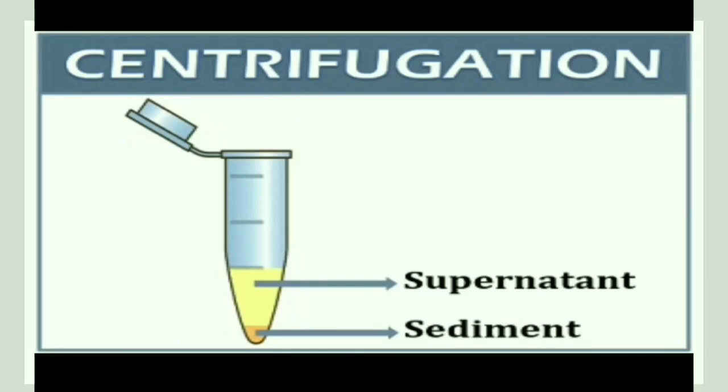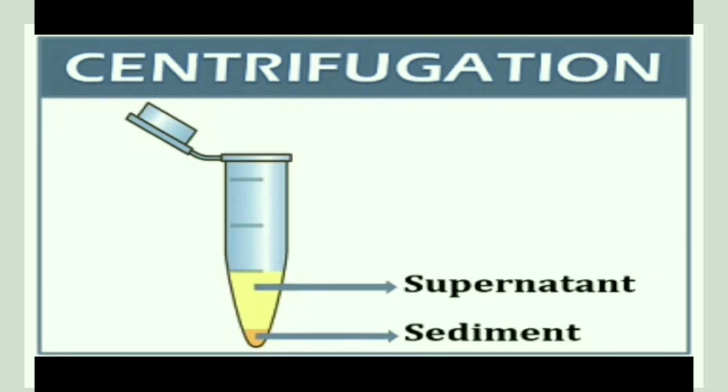This diagram shows that after centrifugation, we obtain two parts, that is a sediment and a supernatant. The sediment has more density than the supernatant, so the sediment settles at the bottom, while the supernatant is seen above the sediment. So higher density moves to the bottom and lower density is seen above it.